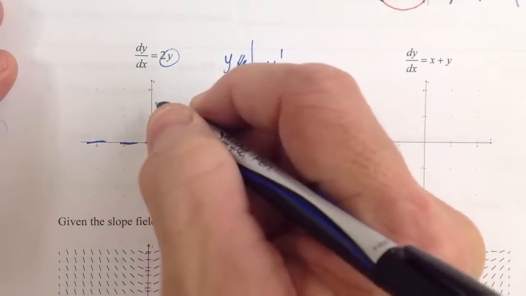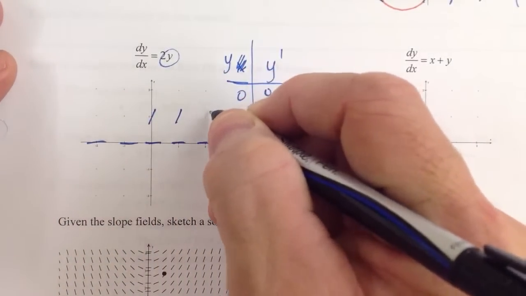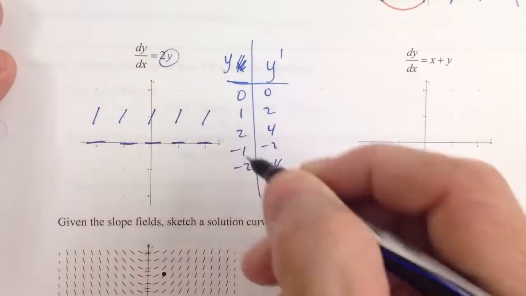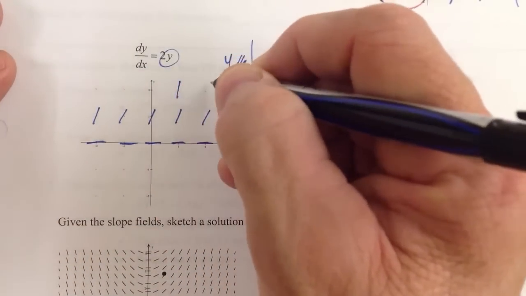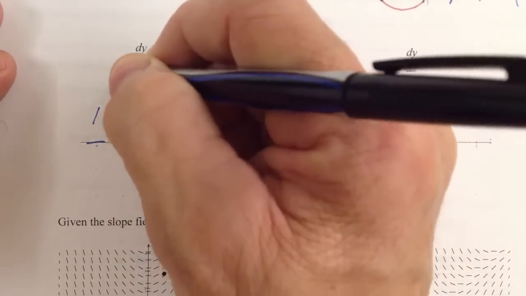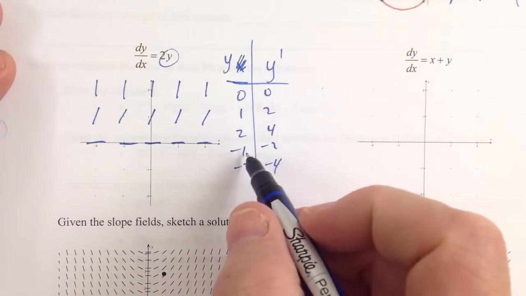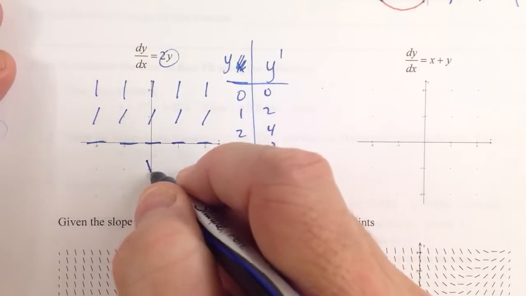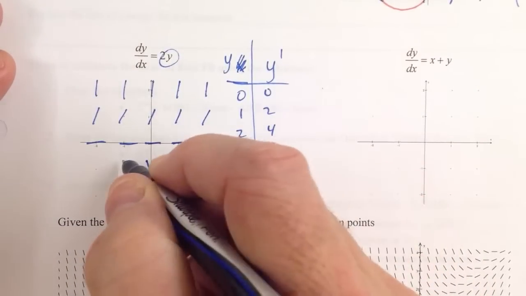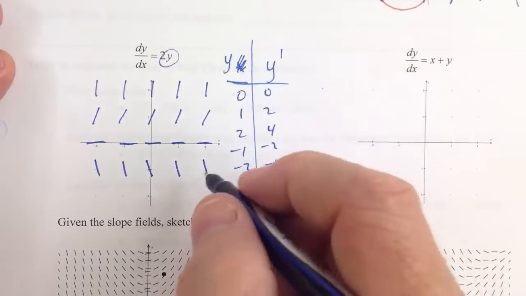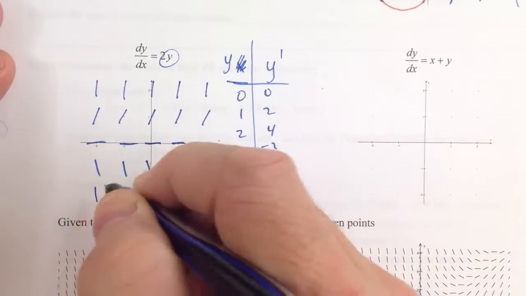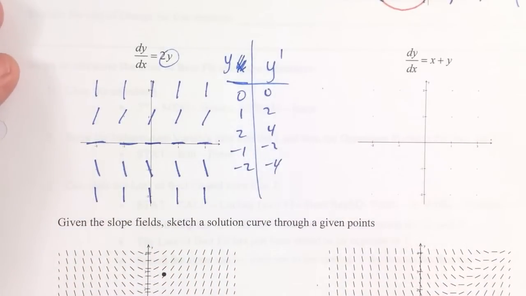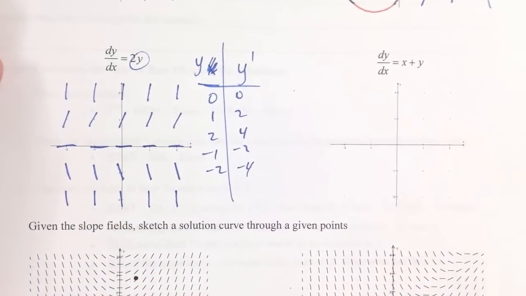When y is 1, the slopes are 2. All these are 2's. And then when y is 2, the slopes are 4, so those are really steep. When y is -1, the slopes are -2. I'm going quick. And when y is -2, the slopes are -4. That's really steep. You're never going to have to draw a slope less than -4 or bigger than 4.